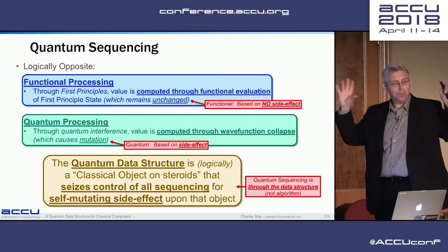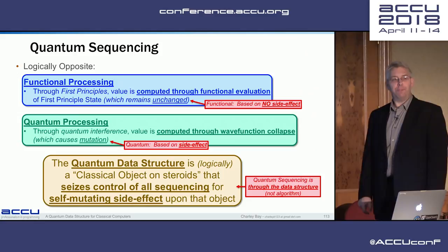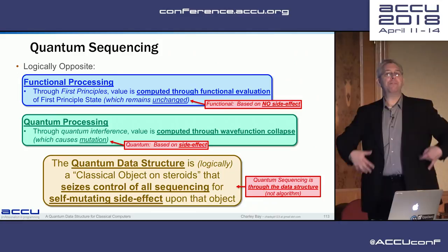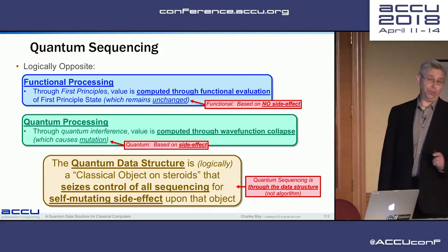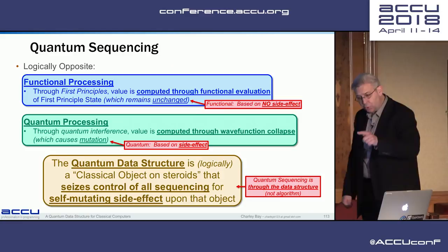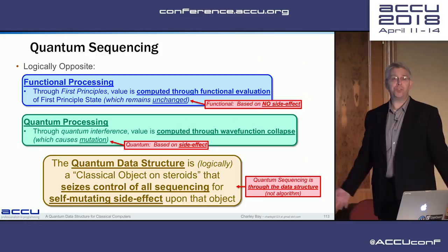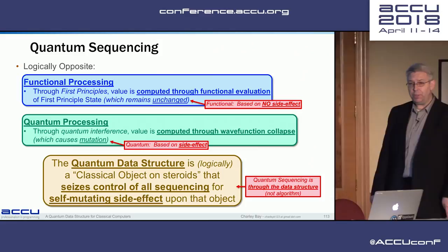So everything in functional programming is based on no side effect. Everything's computed from first principles. In the quantum universe, that doesn't exist. In the quantum universe, everything is entangled with everything. And when I observe something, it freezes to a discrete value. And by definition, it is side effect. Everything you look at is side effect. In the quantum universe, quite literally, everything you think, see, do, and observe causes side effect.